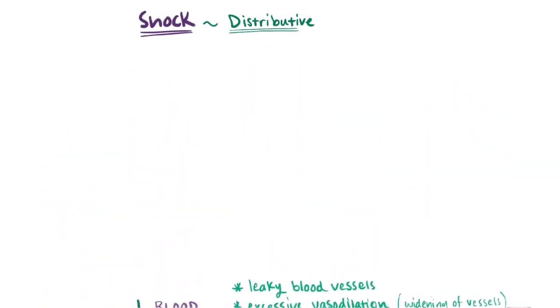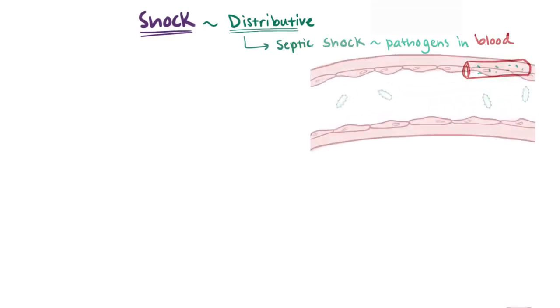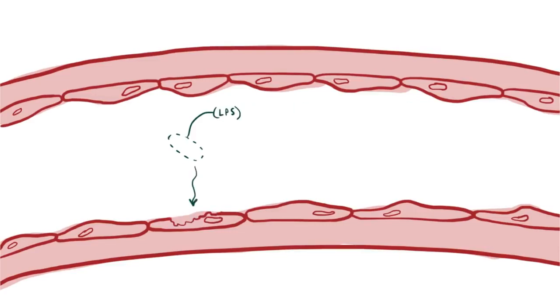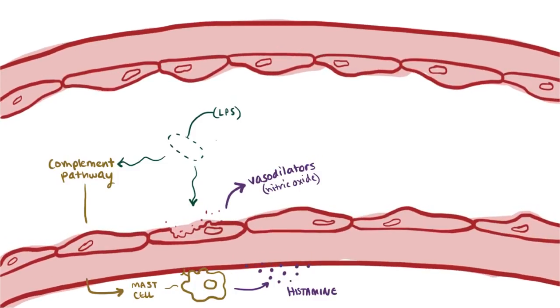Now, the most common type of distributive shock is septic shock, from pathogens in the blood. What happens with septic shock is endotoxins, these large, clunky lipopolysaccharide molecules, sometimes just called LPSs, found in the outer membrane of gram-negative bacteria, cause a crazy cascade of events that ultimately leads to lowered perfusion. First, these guys directly damage endothelial cells and cause them to release vasodilators like nitric oxide. They also activate the complement pathway in the blood, which stimulates mast cell release of histamine, another vasodilator.